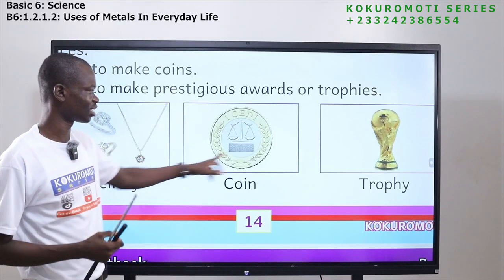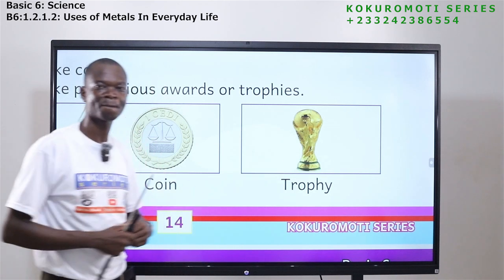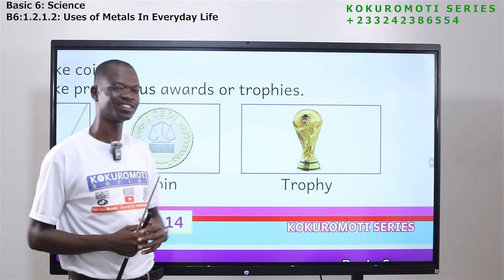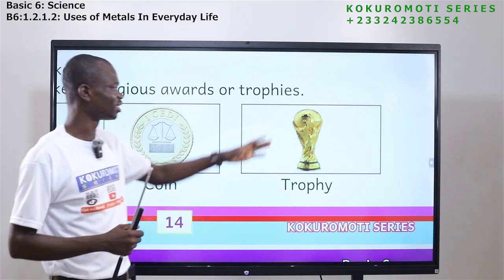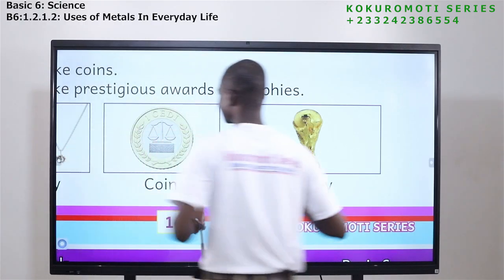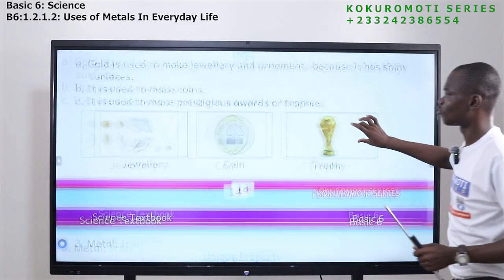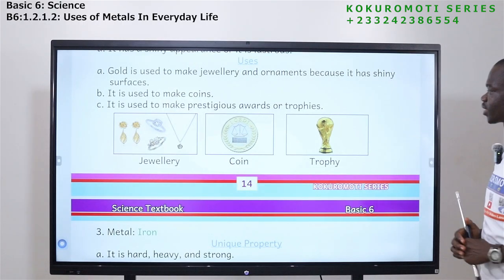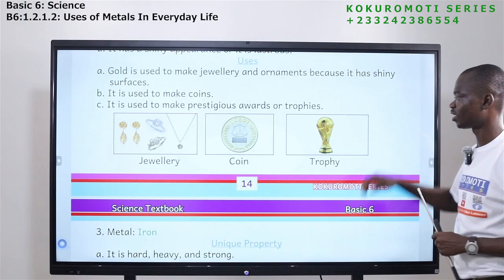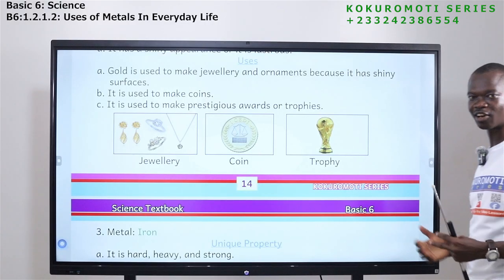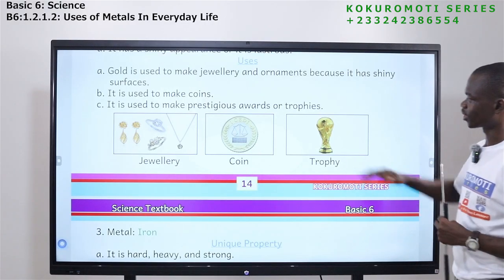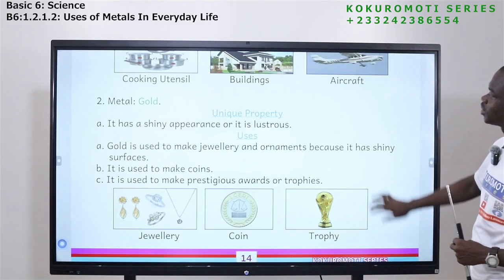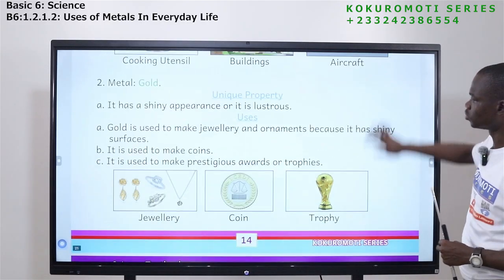Some are made of gold, and this is a trophy. We give this to people who have excelled or who have won something, a competition, and we give this to the winner or a team. Okay, so we have seen aluminium, we have seen gold.